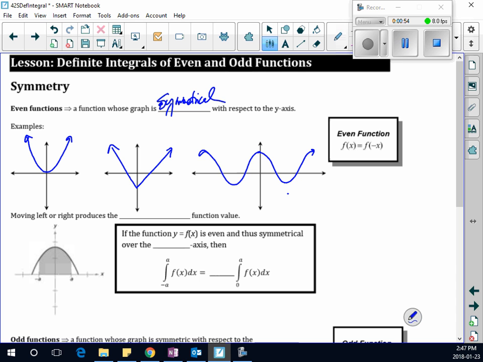Okay, so moving left or right produces the same function value. So I'll just prove to you with a different color pen. If I go right, say this much, do you see it's the same as going left the same amount, you get the same height, right? Like here, if I go the same distance here, I get the same height. Do you see what I'm saying there?